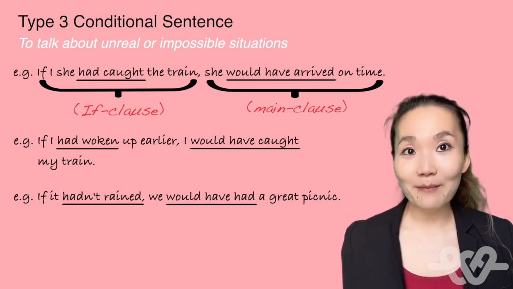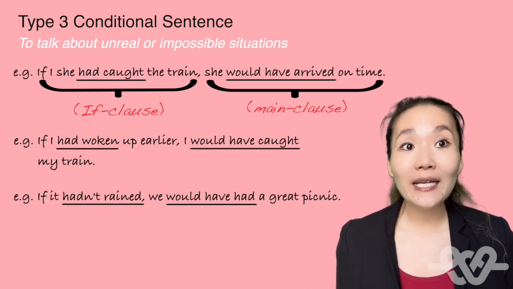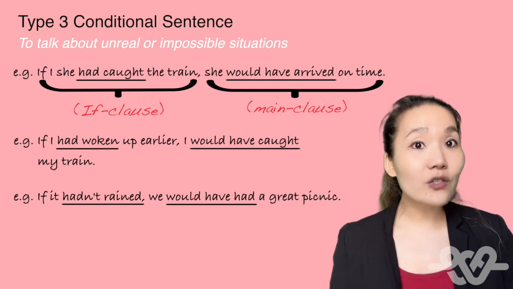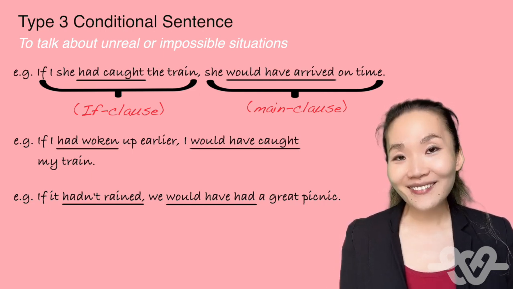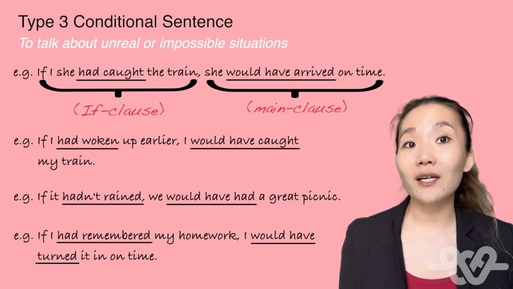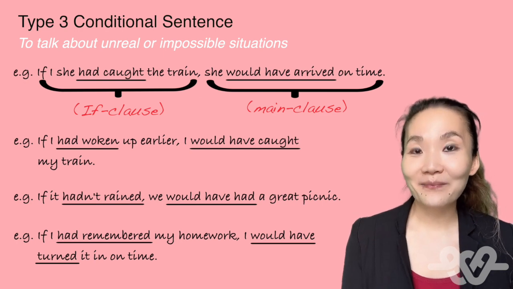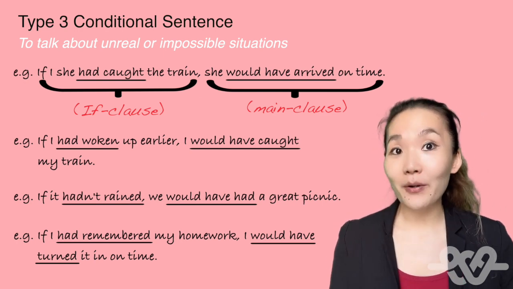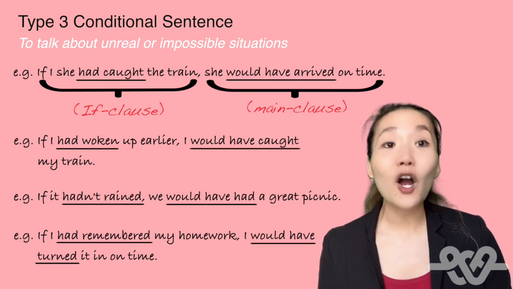Okay, one more example. Let's say you forgot your homework and couldn't turn it in on time, and your teacher asked you for the homework. What could you have said? If I had remembered my homework, I would have turned it in on time.